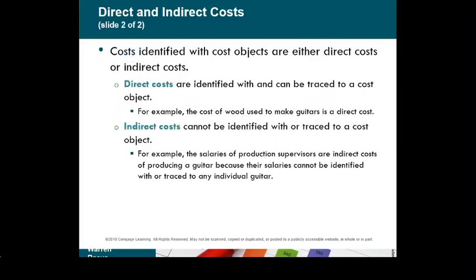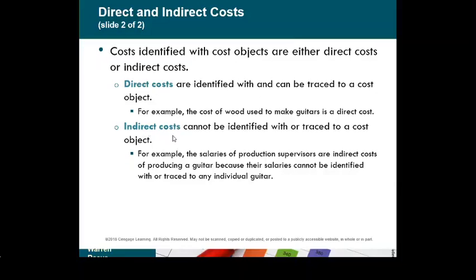So there are two different types of costs here. You can categorize them into direct costs and indirect costs. Direct costs are the costs that can be identified and traced to a cost object. For example, the cost of wood used to make the guitar is a direct cost. My tip would be, if you can see the materials in each product, that can be considered a direct cost because it is easily identified, very direct, very straightforward. You know what kind of materials are being used to produce the guitar.